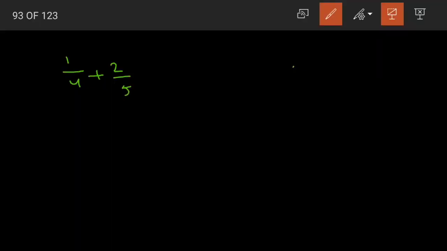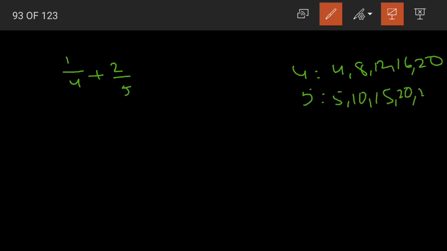Now here children, these are unlike fractions, right? So we need to find out the LCM. The multiples of 4 are these and the multiples of 5 are these. What is the LCM here? 20 is our LCM. So we need to represent these two as like fractions with 20 as the denominator.